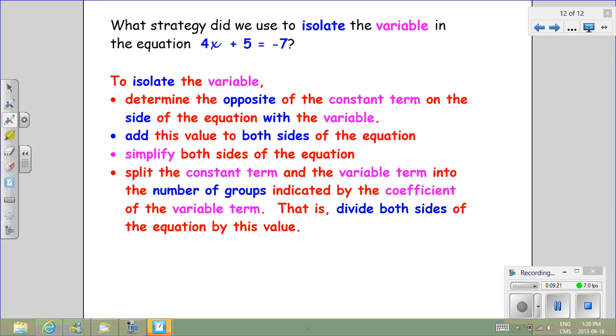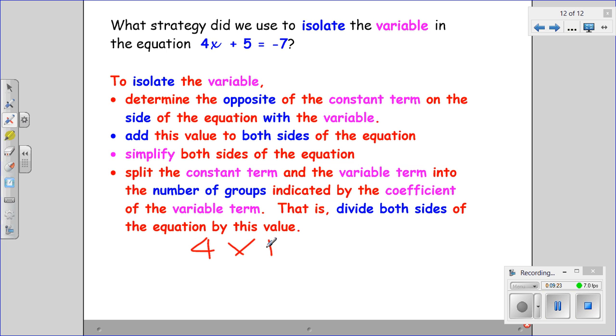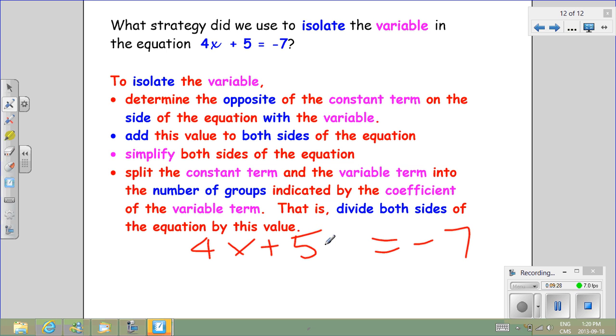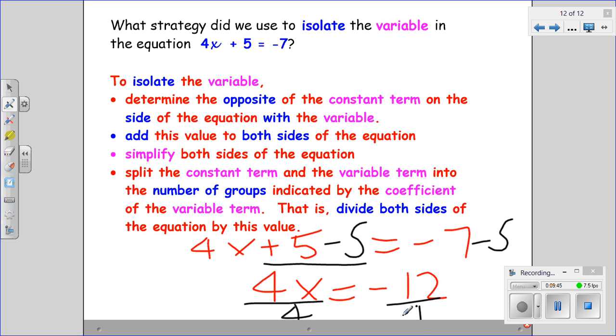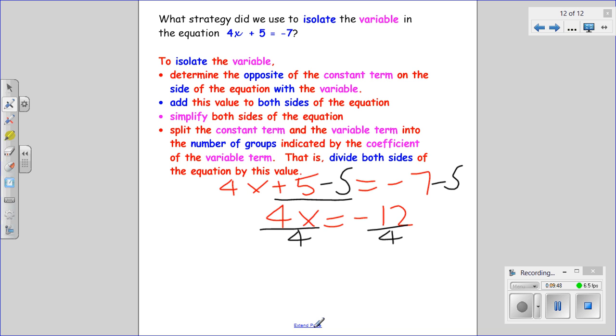So let's recap that again. We had 4x plus 5 equals -7. And the first thing we did was subtract 5 from both sides so that I created a 0 model. So now I'm left with 4x equals -12. And how do I get rid of the 4? I have to divide both sides by 4. And now I have x equals -3.